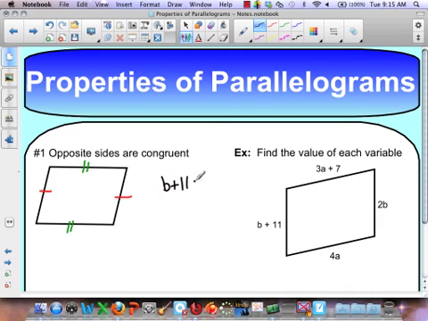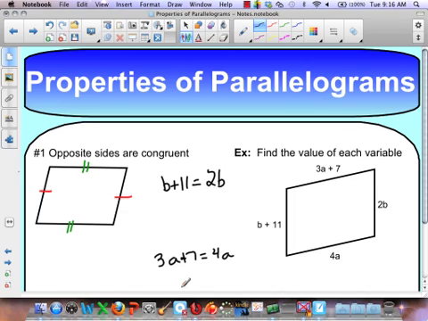And then 3a plus 7 equals 4a. Any question on how to set those two problems up? So opposite sides are congruent. That's a really important concept to get this down. Opposite sides are congruent.